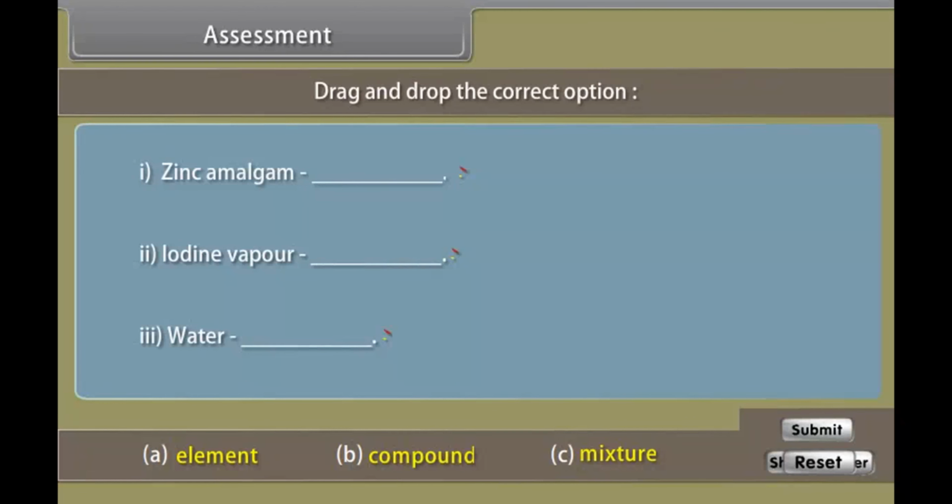Differences between pure substance and mixtures. Types of mixtures. Before proceeding further, let us know how much have you learned. Drag and drop the correct option.